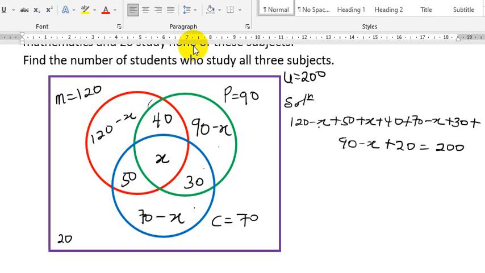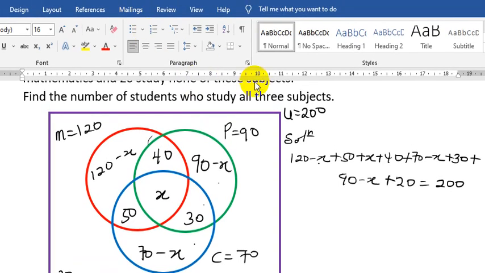Now the x we have here and the x we have here will cancel, this minus and this plus, so it will be 0. So now let's do the numbers. 120 plus 50 will give us 170. 170 plus 40 will give you 210. 210 plus 70 will give us 280. 280 plus 30 will give you 310. 310 plus 90 will give us 400, plus 20 will give us 420. So we're going to get 420.